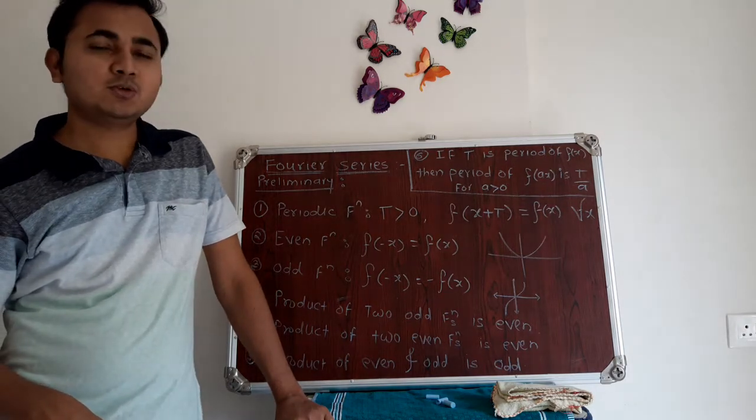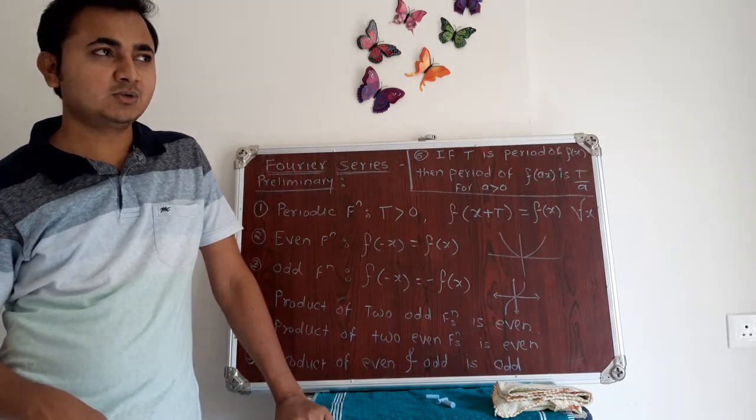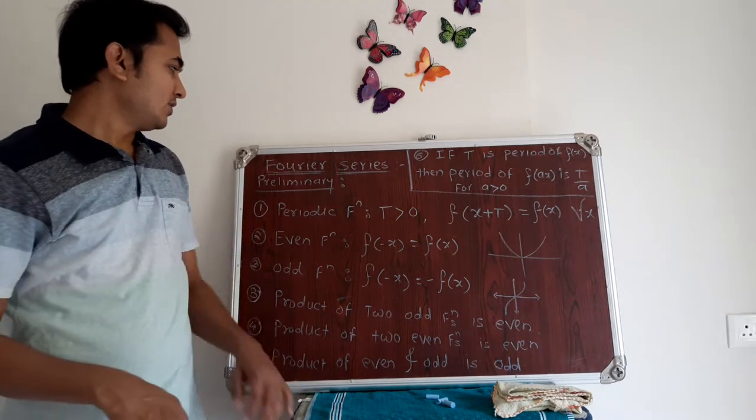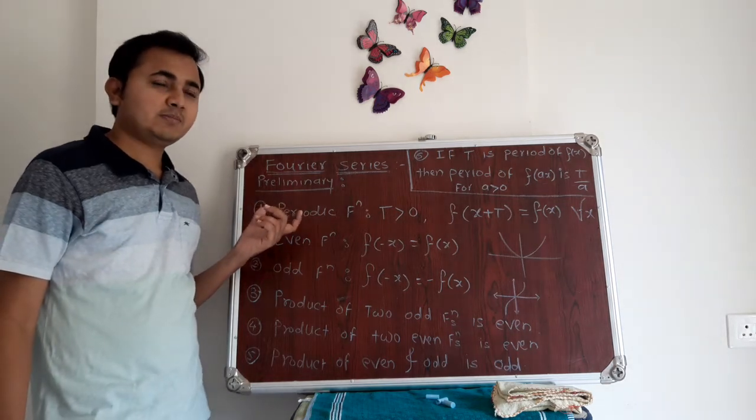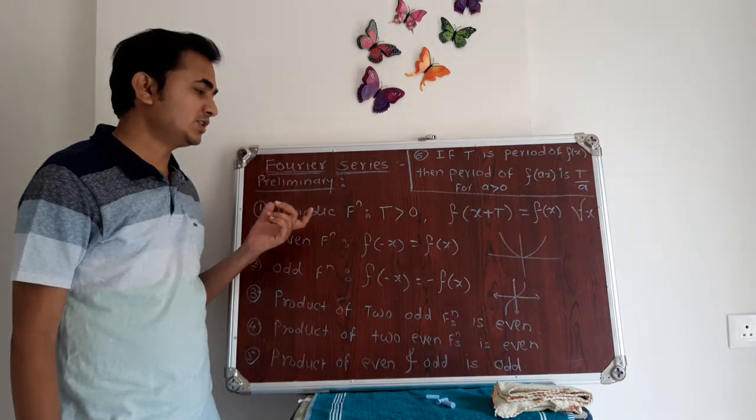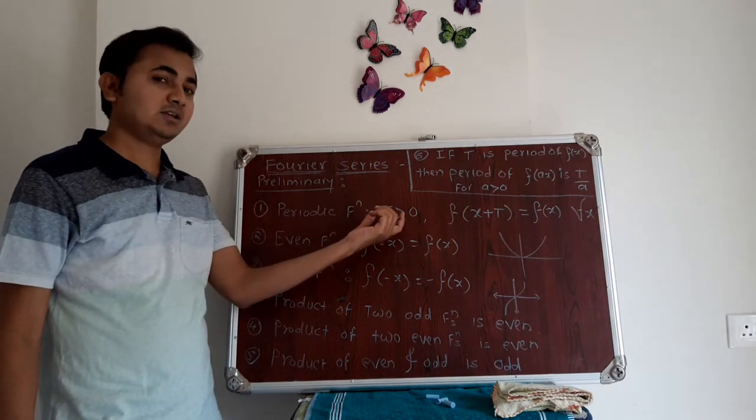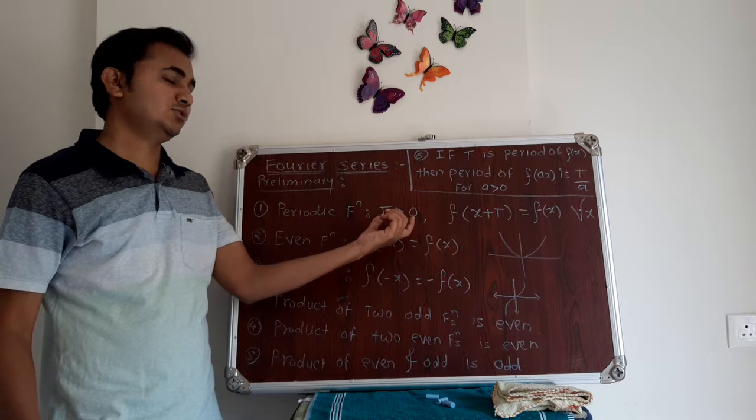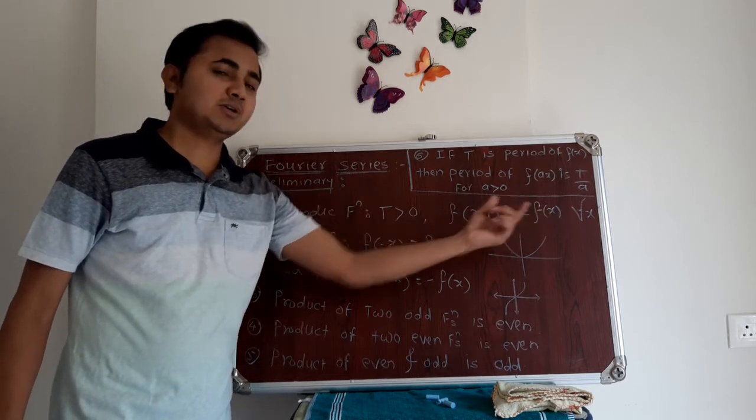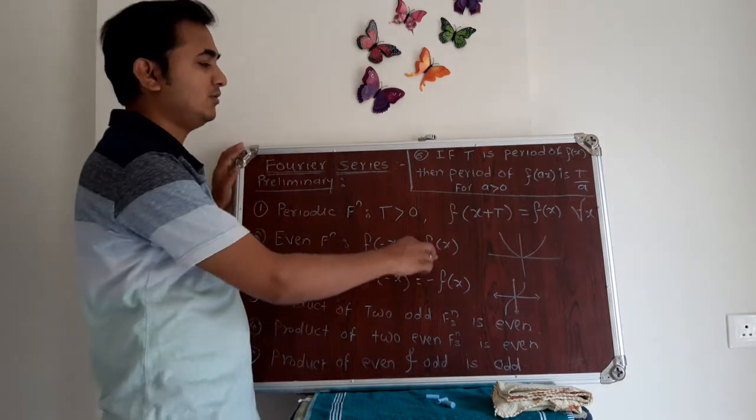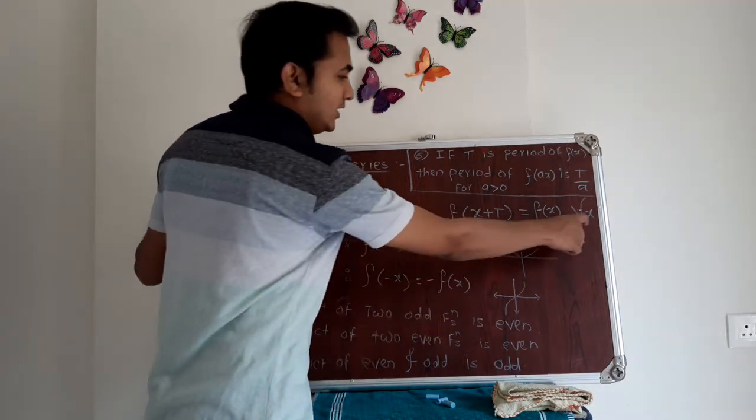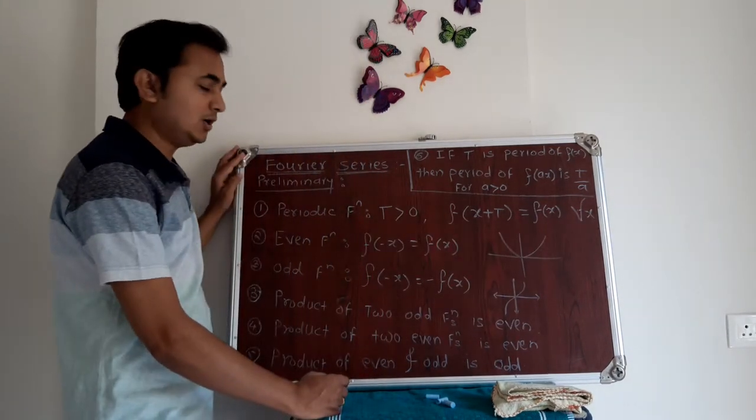So before going to the actual definition, let us look at some preliminaries required to study Fourier series. First is the periodic function. So f of x is periodic if there exists some positive number T. I repeat, if there exists a positive number T such that f of x plus T is f of x. This means that the graph of f of x is repeated after the interval T. And this should happen for all x.